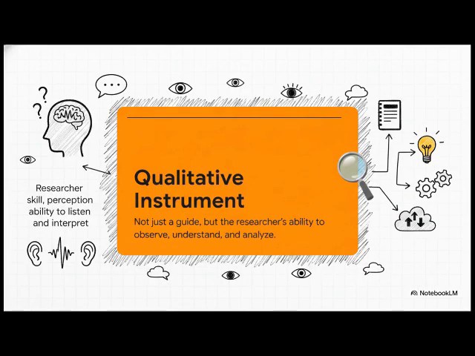Okay, so let's get into the first big idea you've got to wrap your head around. In qualitative research, the instrument isn't just some checklist or a list of questions. No, the real instrument is you, the researcher. It's all about your ability to listen, to really see what's going on, and to make sense of it. The guide we're about to build, that's just a tool to help you focus that amazing skill.